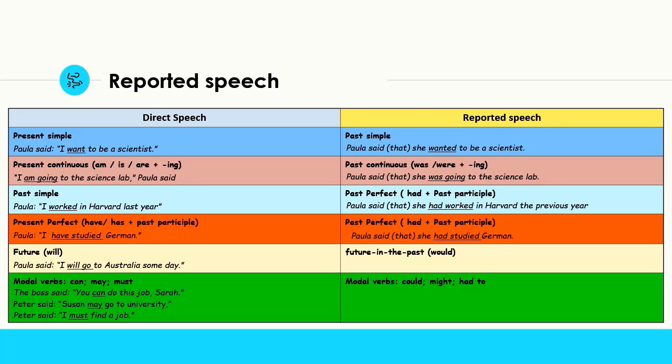What about the fifth example? Excellent. Paula said that she would go to Australia one day. Now let's see the models.